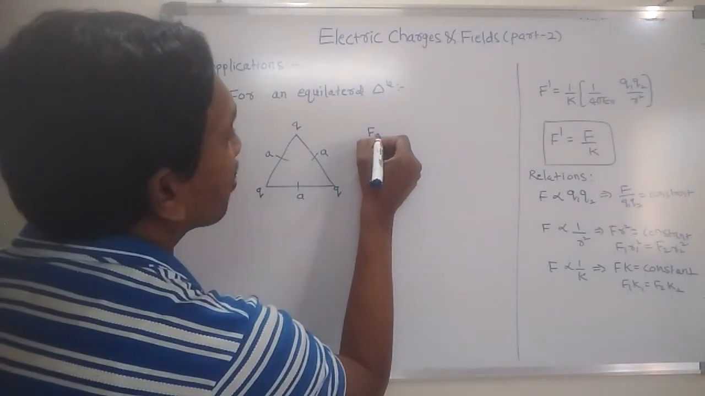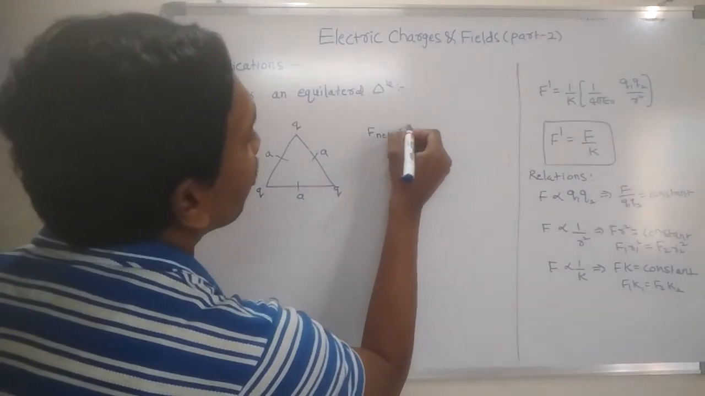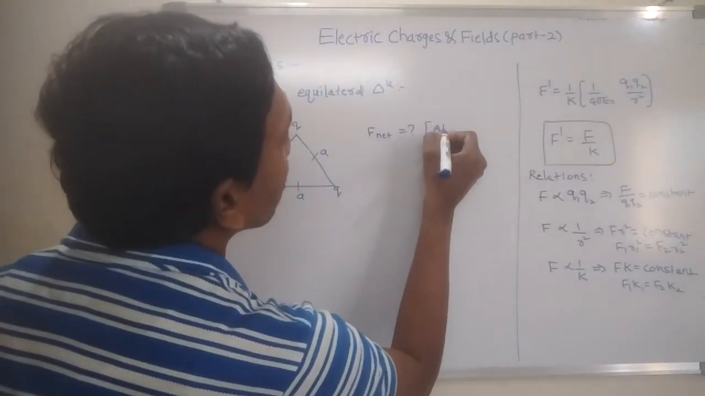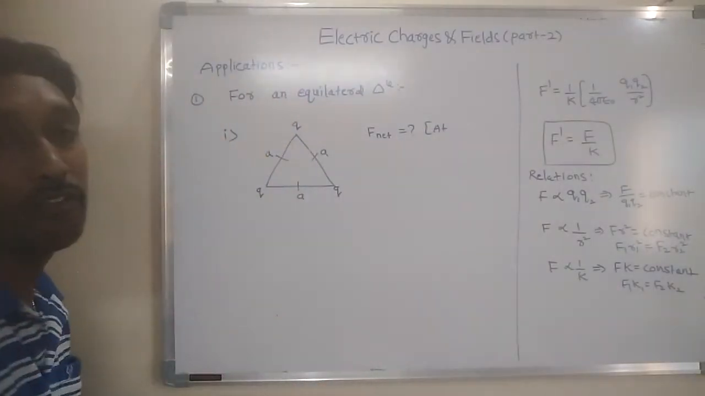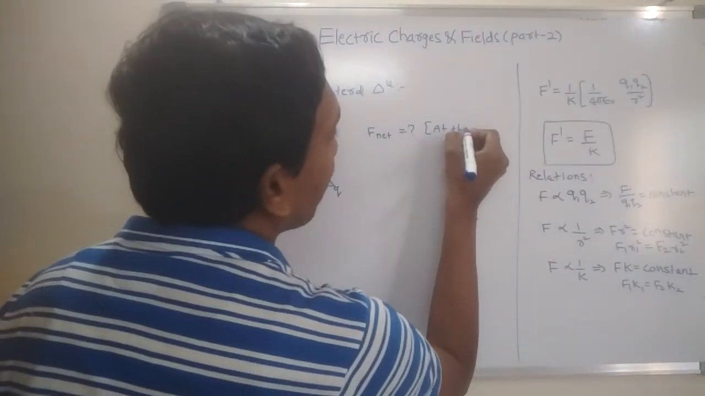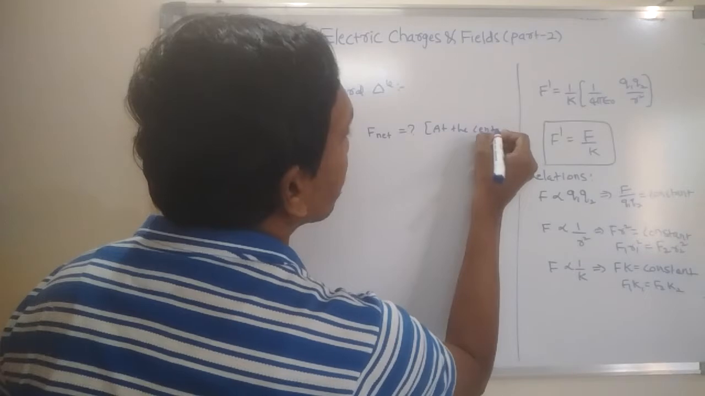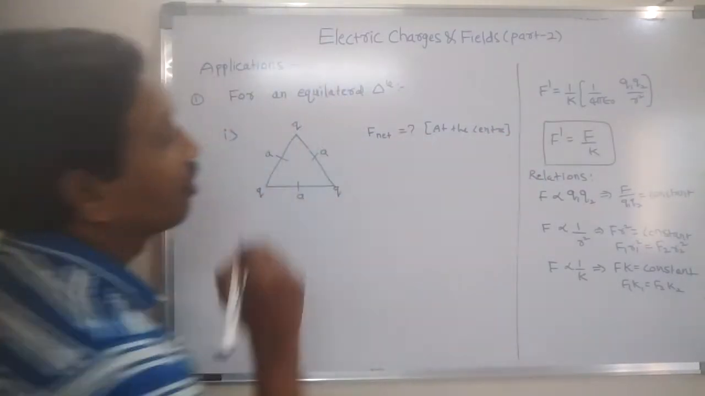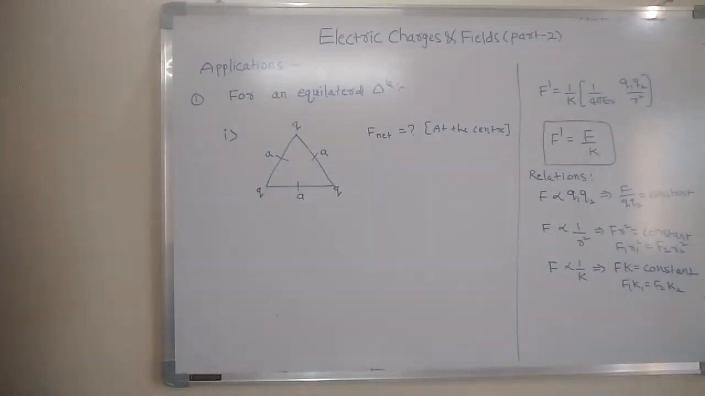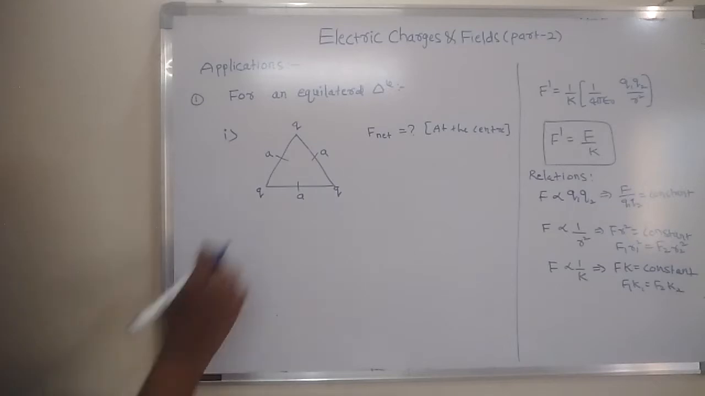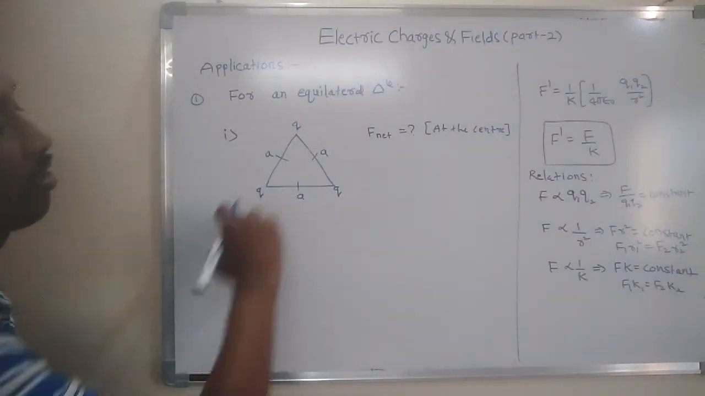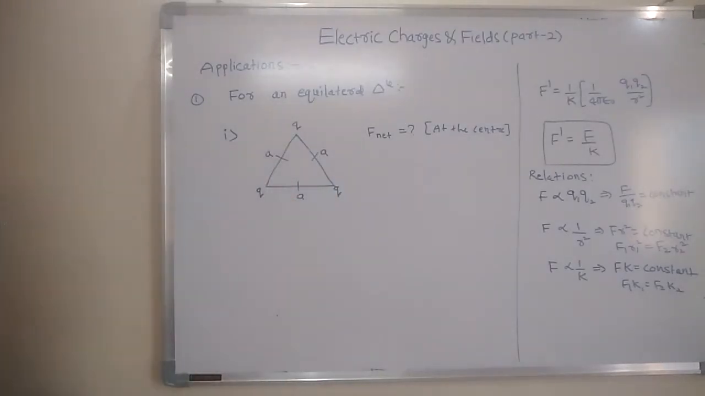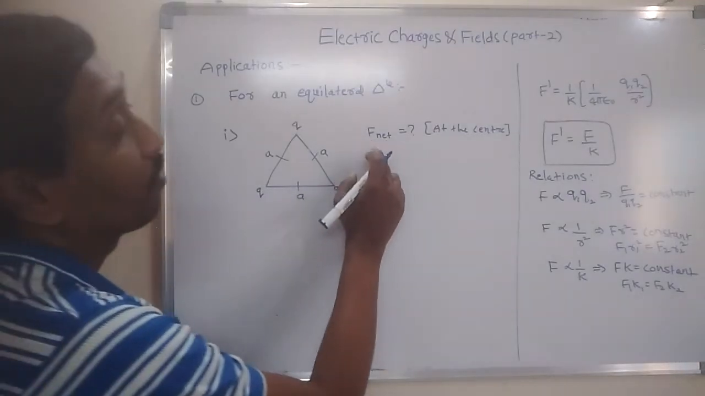The first application: what is the resultant force at the center of the equilateral triangle? At the center. The simple question is, what is the net force or resultant force at the center of the equilateral triangle? Center means the centroid of the triangle. Draw the normal lines in this triangle; where they intersect, that is the centroid of the triangle. At the centroid of the triangle, what is the net force here?